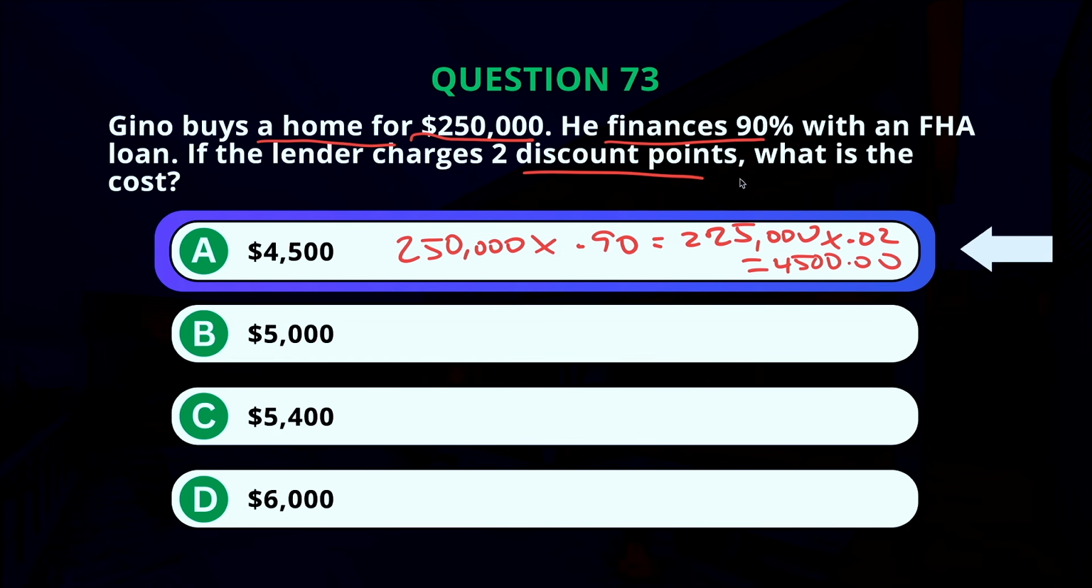So a point is a point is a point, and any point is 1% of the loan amount, whether it be a discount point or whether it be just a regular standard origination fee. So you want to know those, and that's it. These are pretty standard, and you see these peppered all over real estate exams in every state.